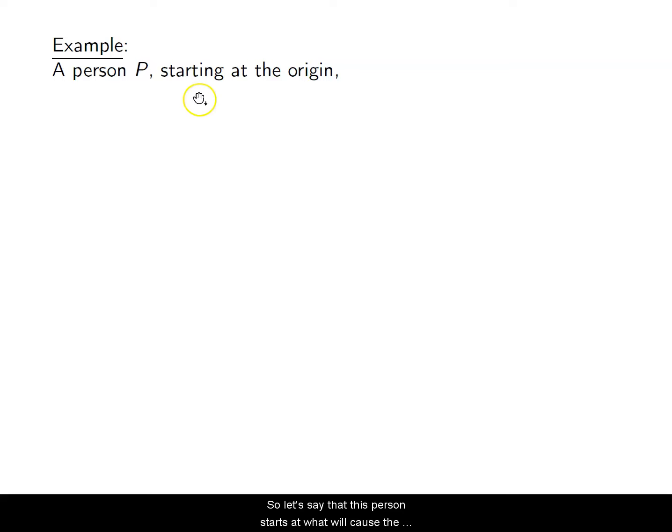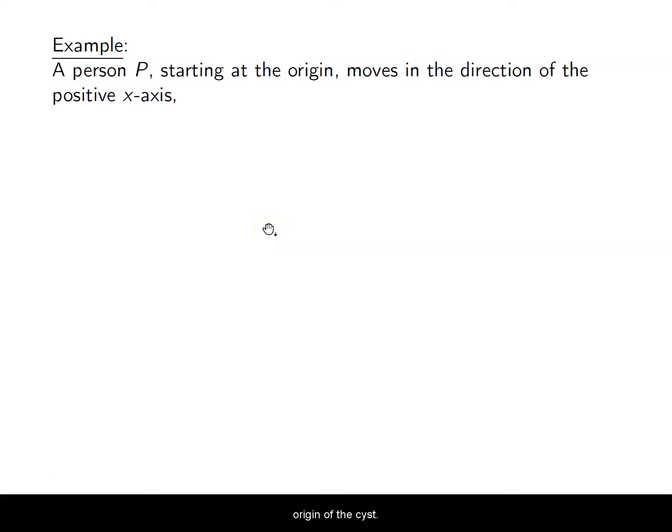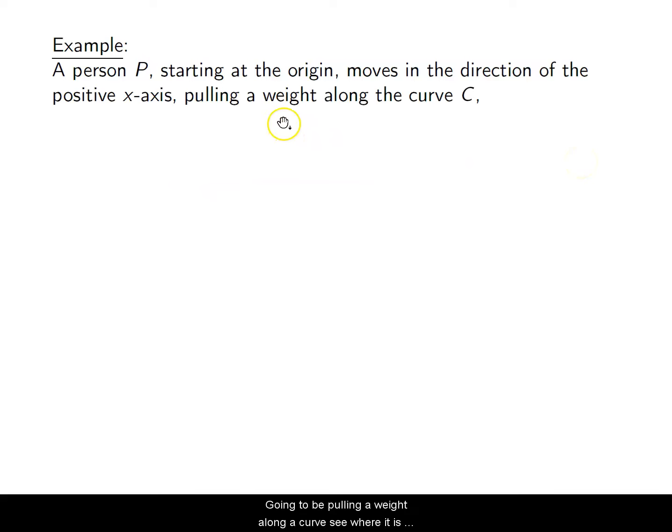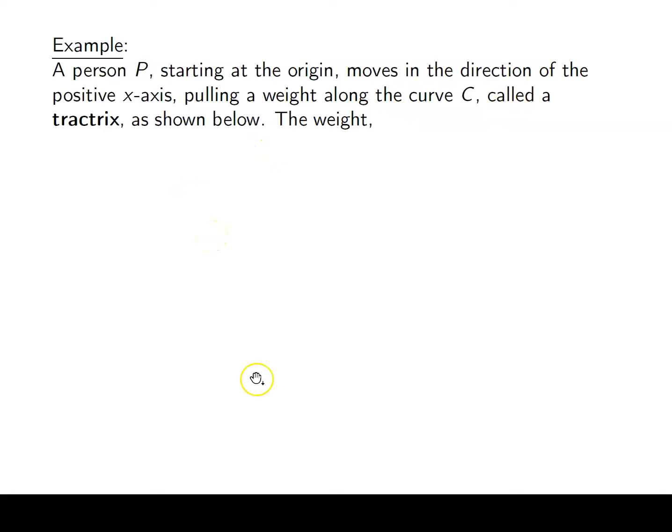Okay, so let's do a couple of examples and then we'll be done with this section. So let's say that we have a person, which we'll call P, that's starting at the origin. What we're doing is kind of drawing an axis just to help us with this problem. And so let's say that this person starts at what we'll call the origin of this system, right? He's going to move in the direction of the positive x-axis, right? You're going to be pulling a weight along a curve C where it is attached to a rope. The curve is going to be called the tractrix, right? As shown below, which will come up in a second.